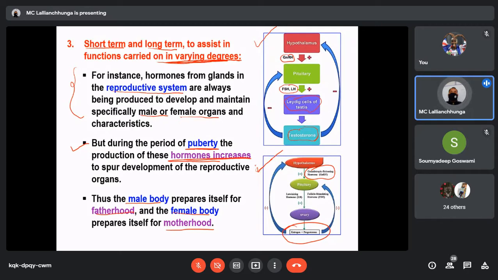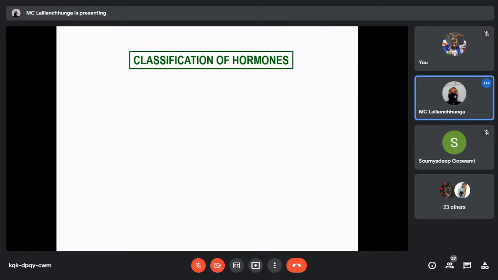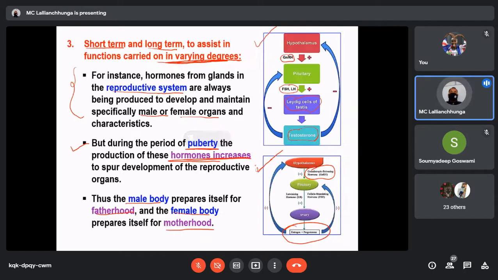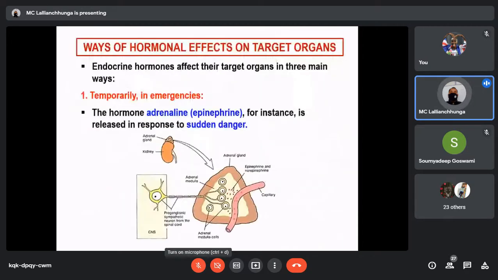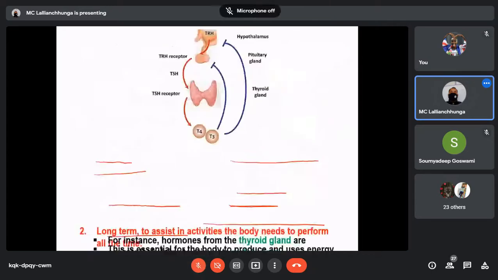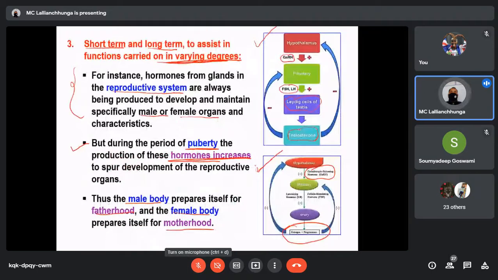So hormones are very important. This we can see as short term, but at the same time it is long term also. So it will maintain this sexual activity up to some extent throughout the life of an individual. Sometimes the hormone concentration will decrease because the demand is low, but sometimes it will increase again because the demand for that hormone has increased. Okay, so is it clear? These are the three ways of hormonal effects on the target organs: temporary, long-term, and short-term and long-term. Short-term and long-term in the sense that short-term means the adolescent period, the example I've given you, the prevailing condition.